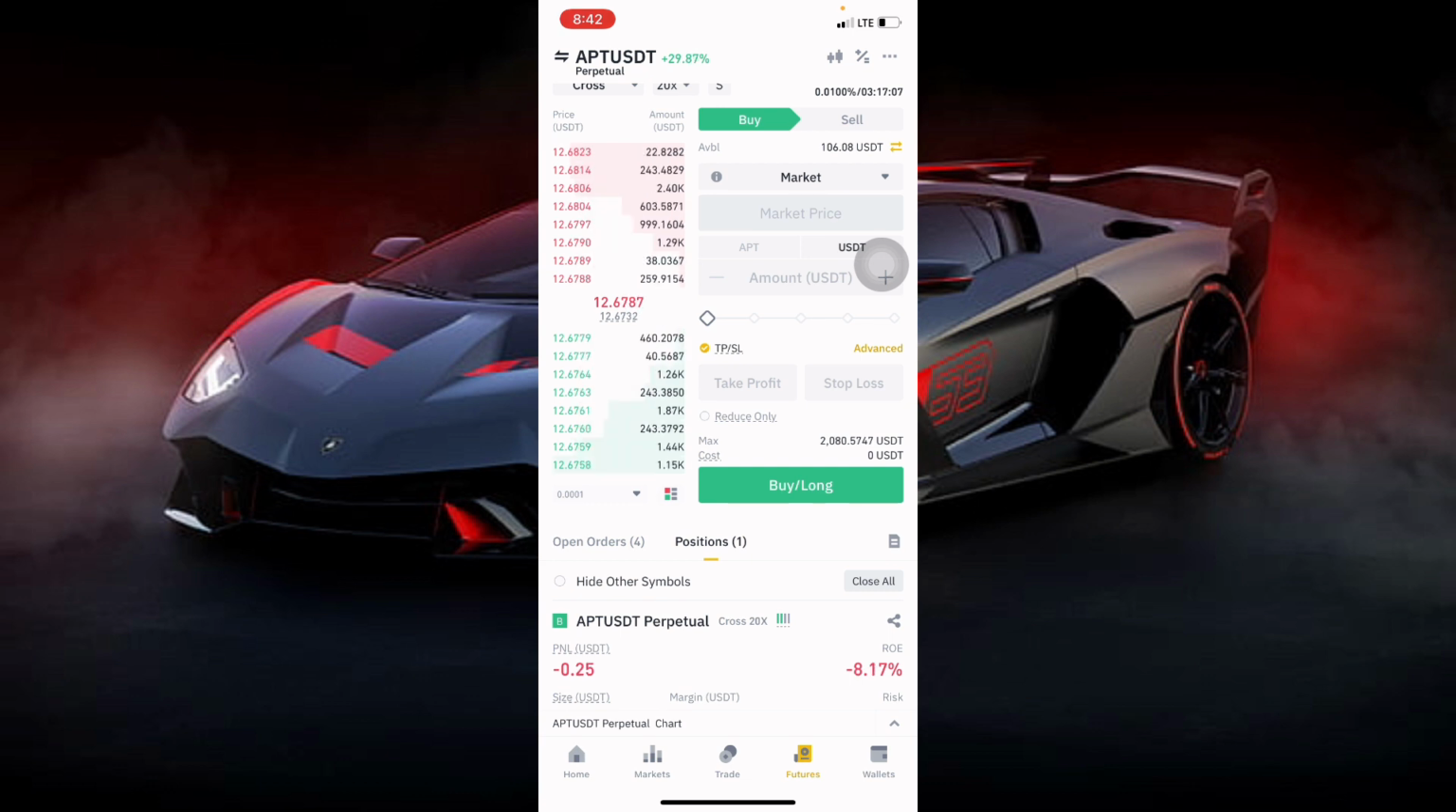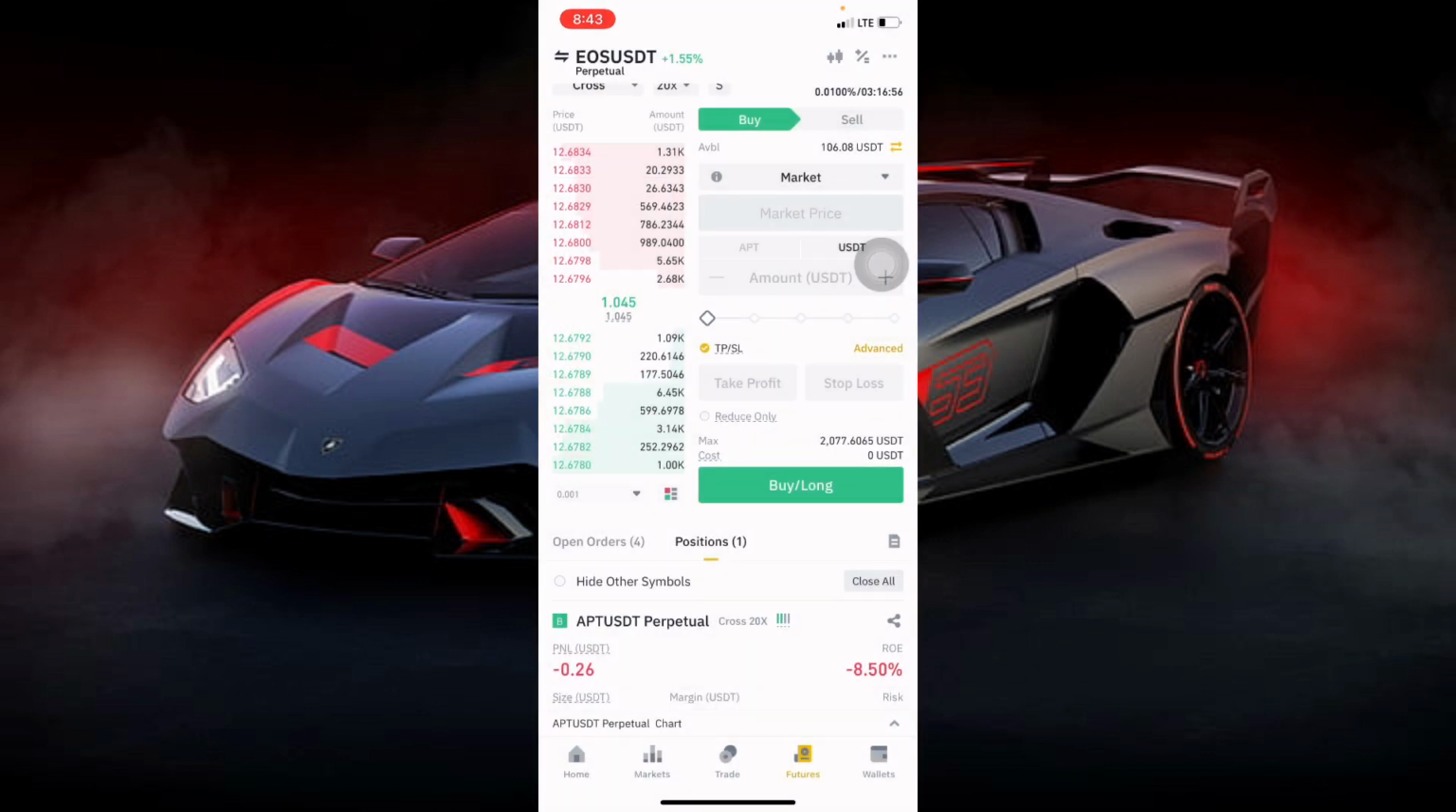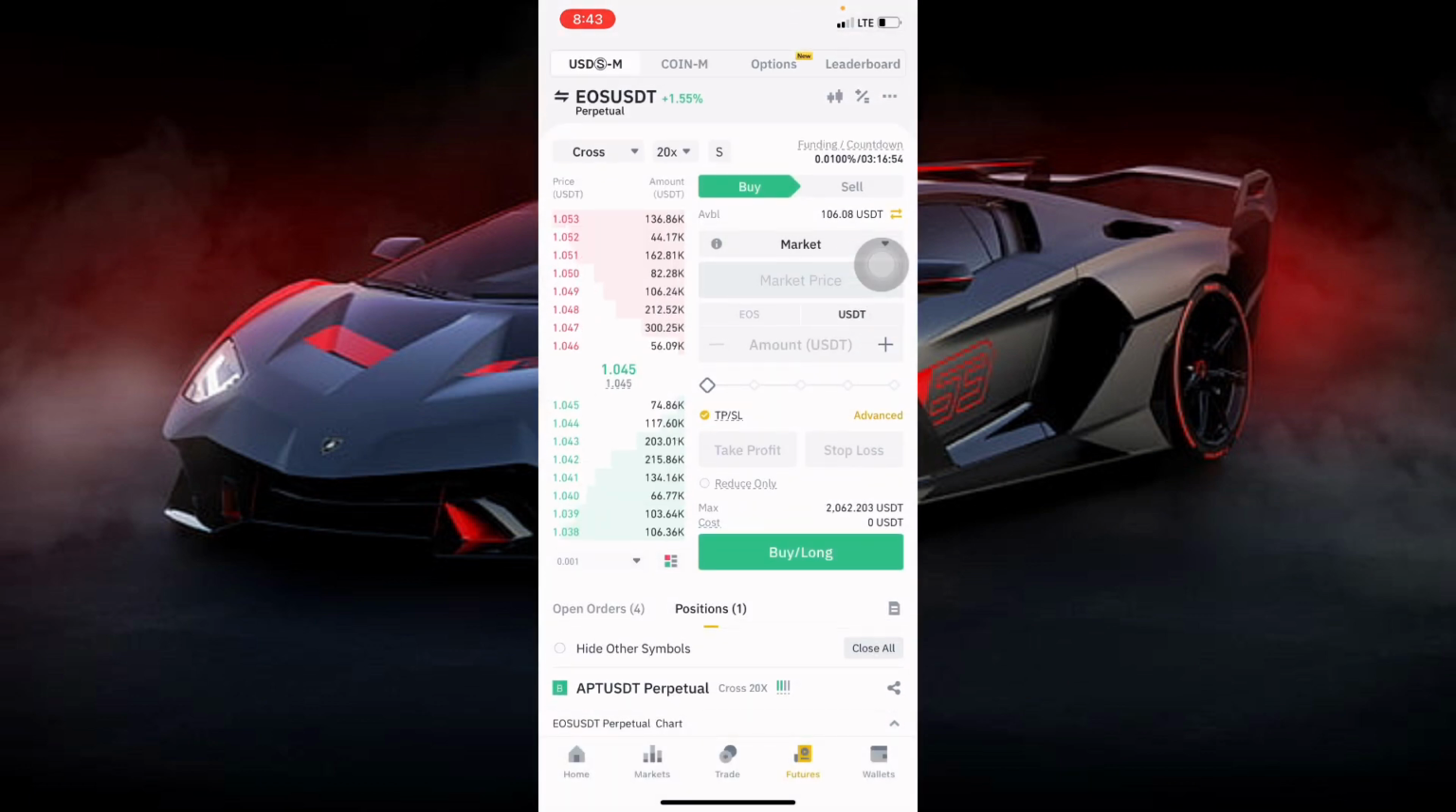So the first thing to do when you want to start making money with a particular cryptocurrency pair is to select a pair that we want to trade with. I'll just look for EOS USDT. So let's select EOS USDT right now.